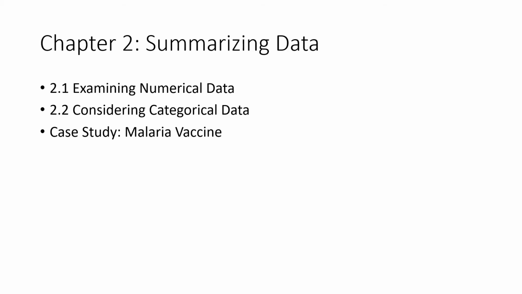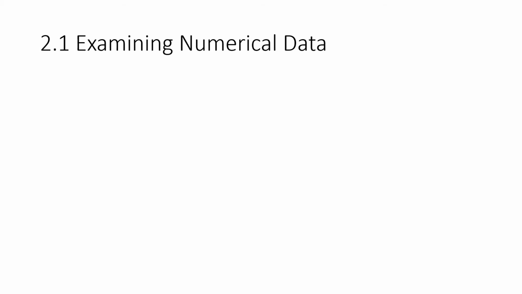In Chapter 2, we're going to focus on summarizing data. Section 2.1 focuses on how to summarize numerical data. And it briefly talks about how to look for an association between 2 numerical variables using something called a scatter plot.